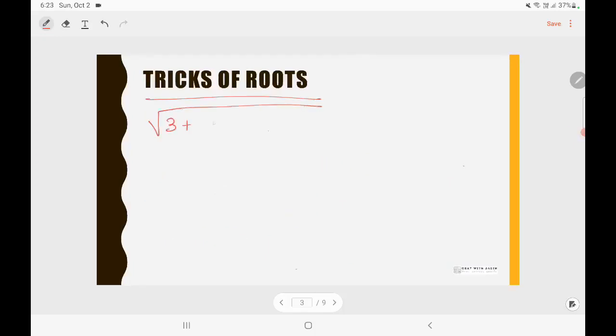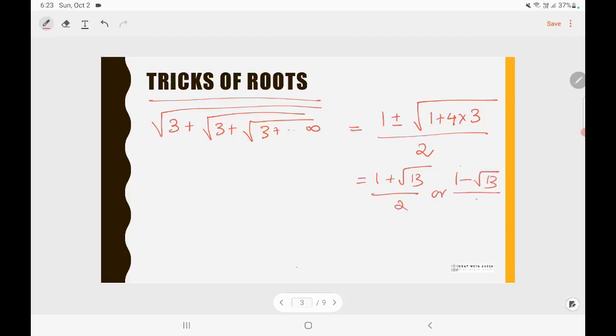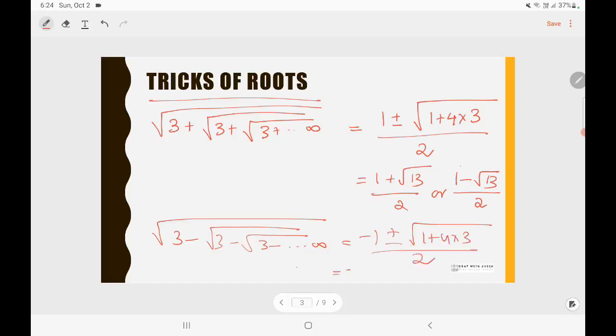So now let's take an example here. Let's say you have root of 3 plus root of 3 plus root of 3 plus till infinity, then this is equal to (1 plus or minus root of 1 plus 4 into 3) divided by 2. So you will get (1 plus root 13) by 2 or (1 minus root 13) by 2. Now if this question was root of 3 minus root of 3 minus root of 3 minus till infinity, then you will get (minus 1 plus or minus root of 1 plus 4 into 3) by 2. So you will get (minus 1 plus root 13) by 2 and (minus 1 minus root 13) by 2.